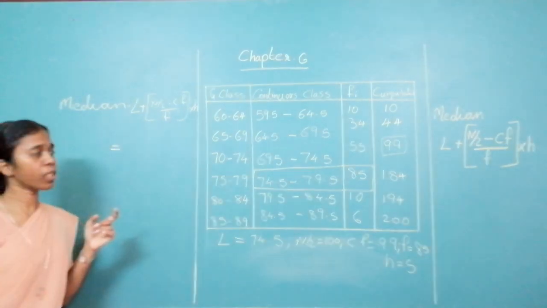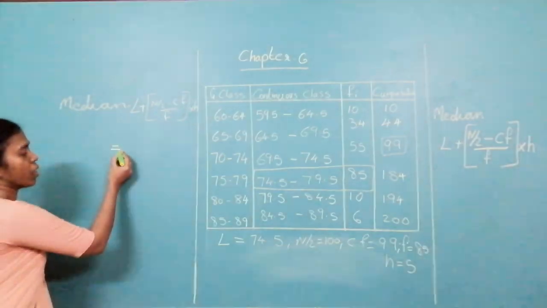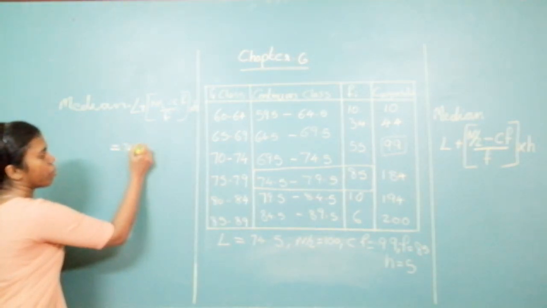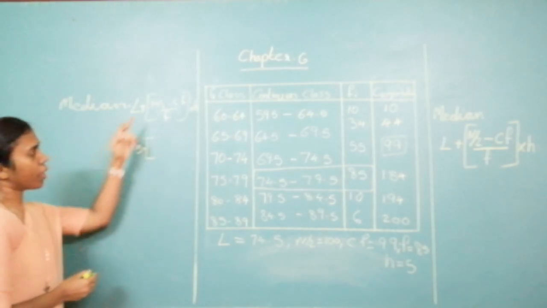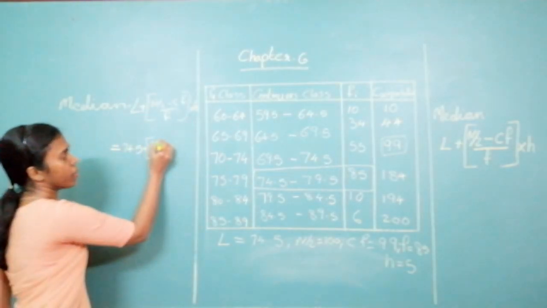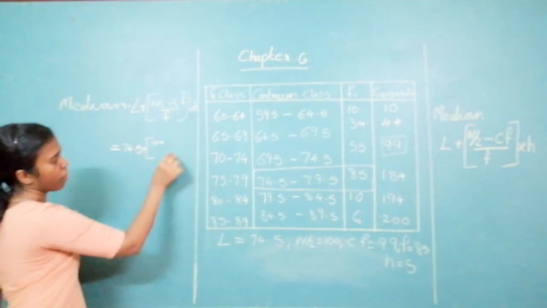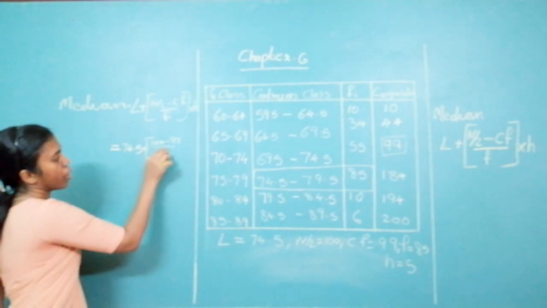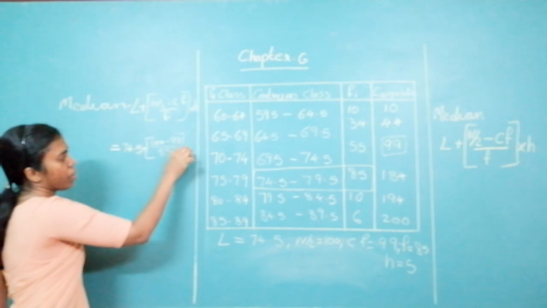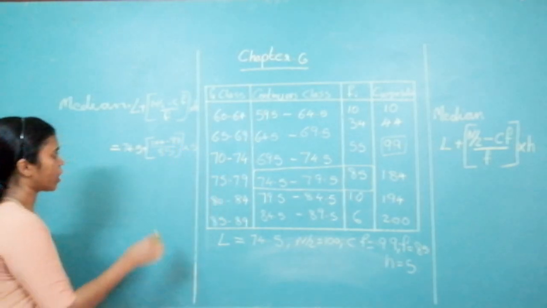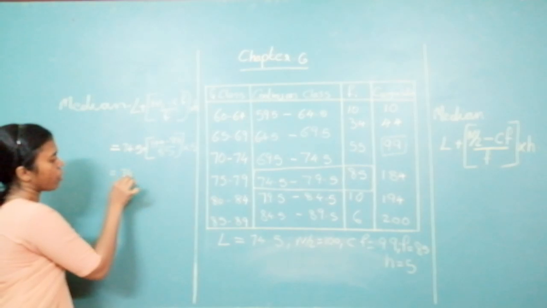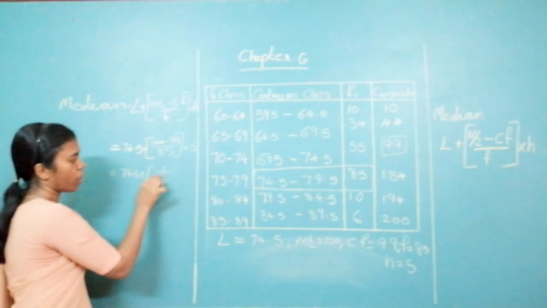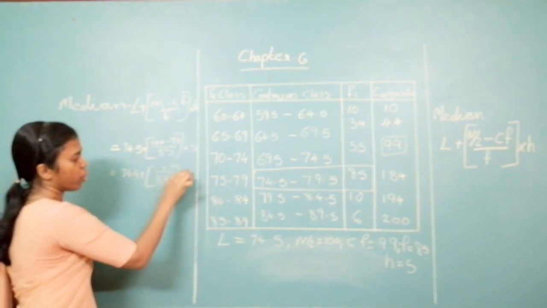Let us see. Median is equal to L plus bracket. What is my L? 74.5. Please remember to put the bracket. N upon 2 is 100 minus CF. How much is my CF? 99, upon, what is my frequency? 85 multiplied by width, H, which is 5. This is equal to 74.5 plus bracket 100 minus 99, 1 upon 85 into 5.